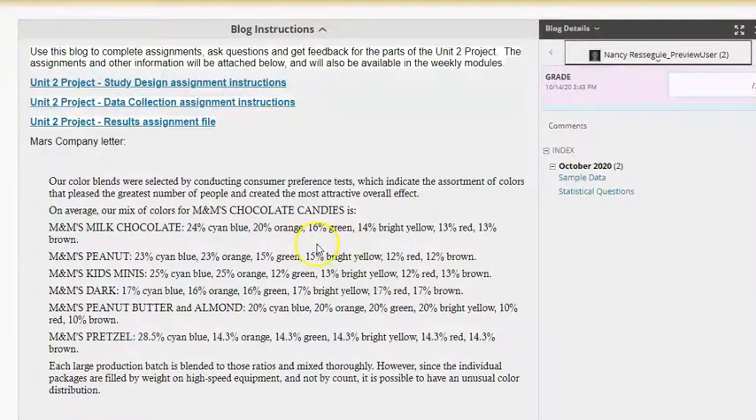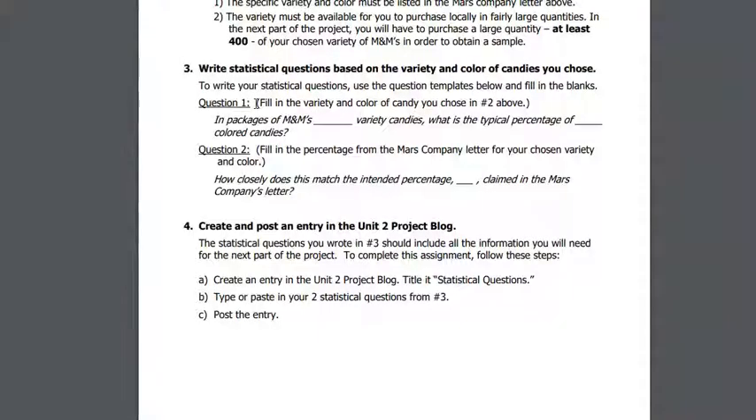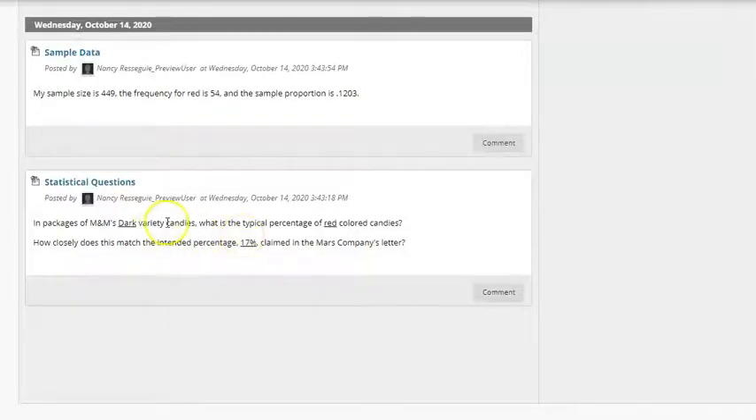Where I got these statistical questions were from the study design assignment. I'm looking at the dark variety. The percentage it gives in the letter for that variety is 17%. In the study design assignment, I just took these two questions and copied and pasted them into my blog post, and I filled in the blanks. So I filled in dark for the variety, red for the color, and 17% for the percentage that came from the letter. Here's my blog post that I did for that.